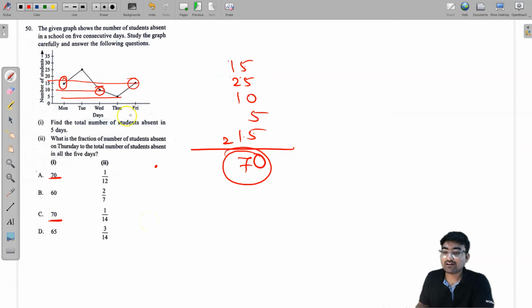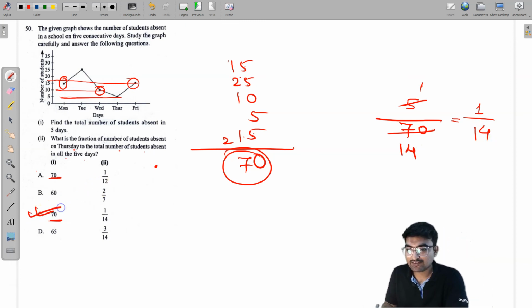Now check part 2. What is the fraction of the number of students absent on Thursday to the total number absent in all the 5 days? All the 5 days is 70, and on Thursday only 5 students were absent, so 5 out of 70, which is 1 by 14, and that is option number C.